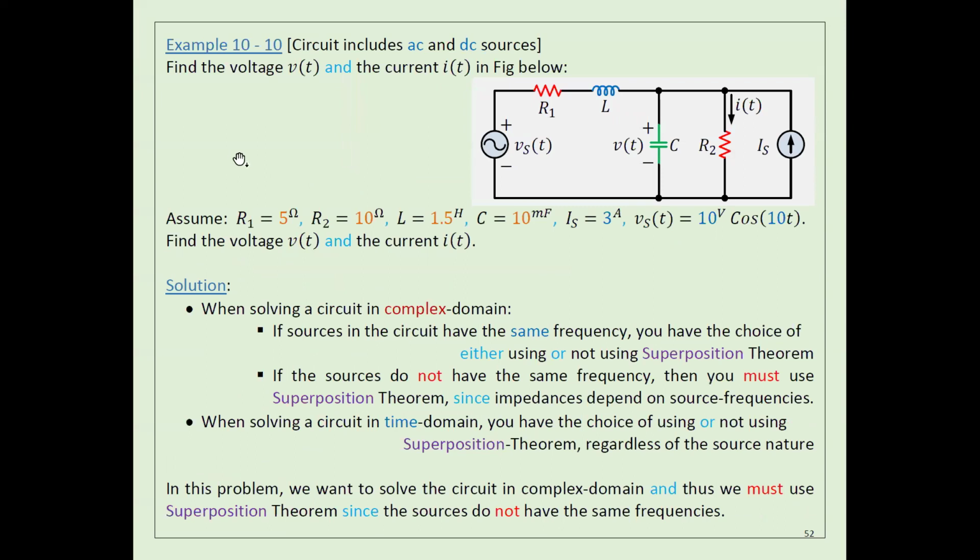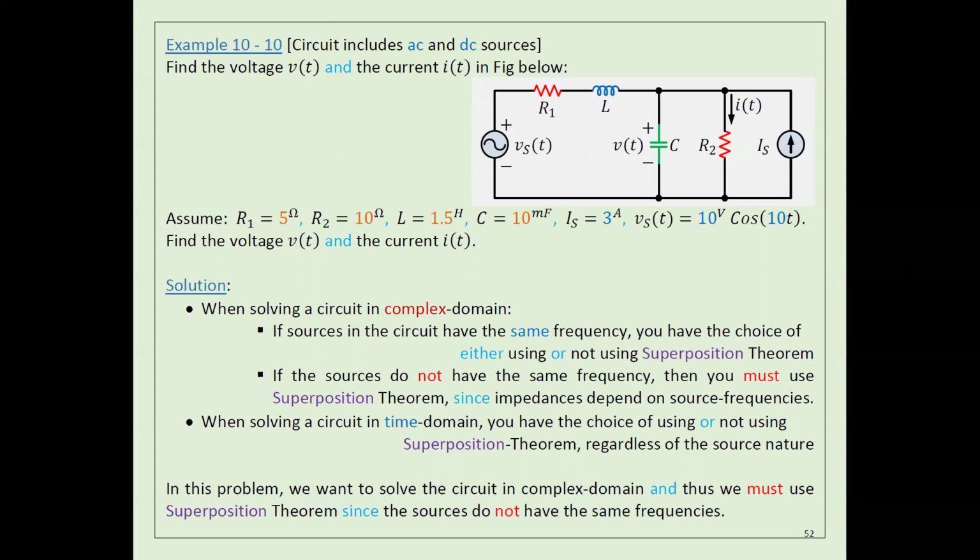Let's see the next circuit here. Look here, guys. As I told you before, what is new in this example that you see here? We have two sources. One of them has omega of 10t. The other one is actually DC, so omega here is 0. You got what I'm saying?